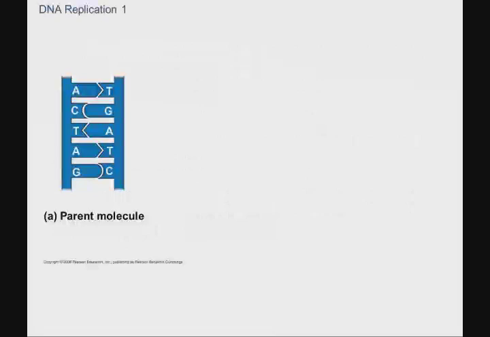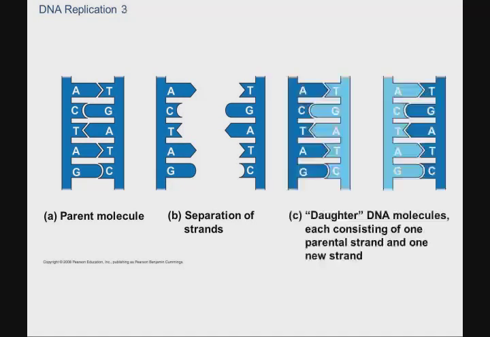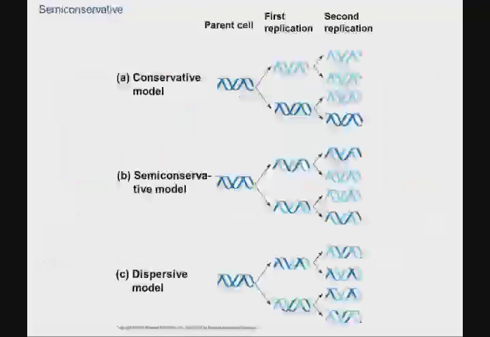And because I can take a parent molecule and pull those two strands apart, now immediately I have two templates to create a complementary strand. So this model of replication, which to our understanding is the most accurate one, is known as the semi-conservative model.